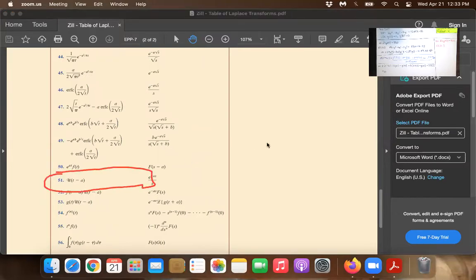Oops. Let me clear that. The Laplace transform of u of t minus a is e to the negative as divided by s.